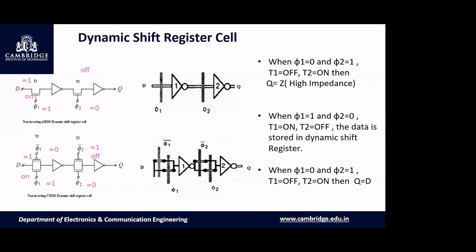Now what will happen? Whatever data you applied, that will be passed here. Since T1 is on, that will be passed. It will be stored in the input capacitance of inverter 1, that is first inverter. You'll get logic 1 here. And that is inverted, you'll get 0. Getting it? During that time, T2 is off. Here your data is stored in the dynamic shift register. Understood, no?